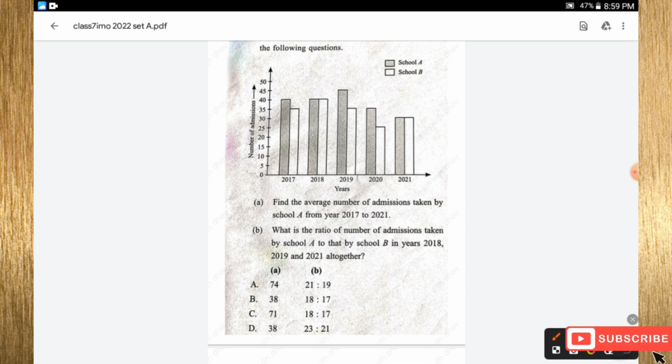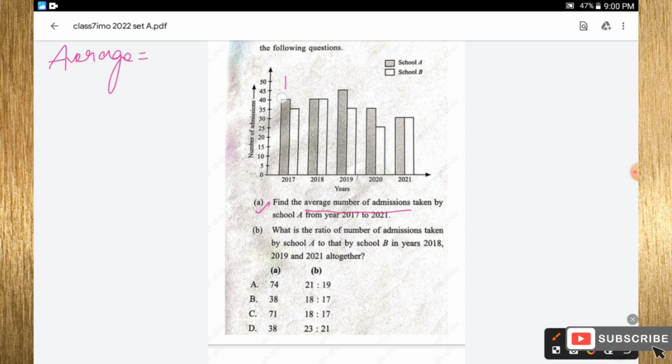The first one is, find the average number of admissions taken by school A from 2017 to 2021. Then B is, what is the ratio of the number of admissions taken by school A to that by school B in the years 2018, 2019 and 2021. Comparing the two, part A will be very easy, because we need to find just the average number of admissions over those 5 years. We all know the formula for average.